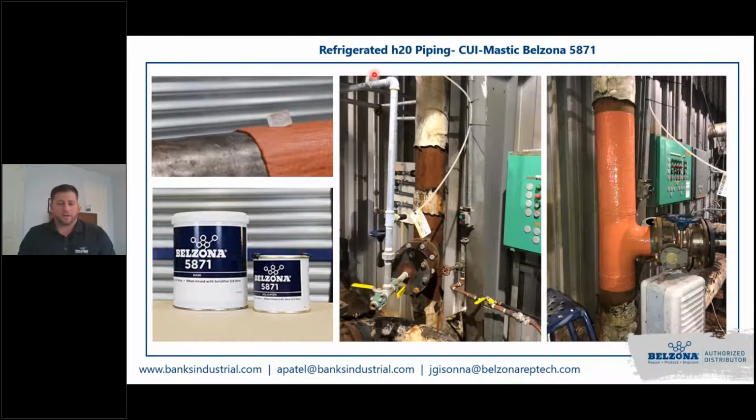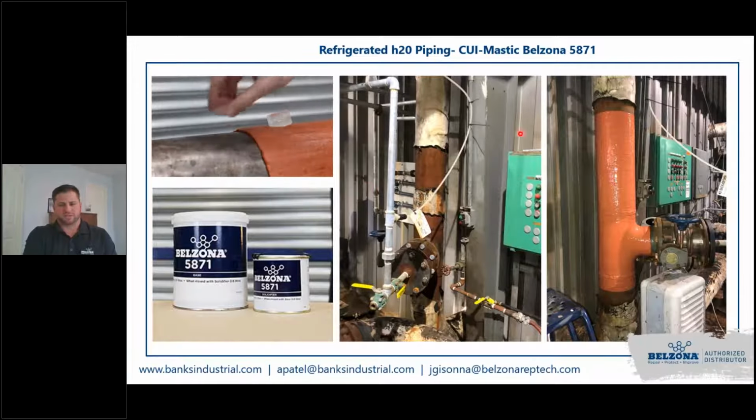Refrigerated water piping, you'll see the graphic up here with the ice cube. This is our Belzona 5871 thermal insulation barrier coating protection cool to touch property coating system. So you'll see the cool to touch properties from the graphic here, where on one side of the pipe it's not coated and the ice cube is melting, and on the other side with the Belzona coating installed and cured, there's no melting going on at all.